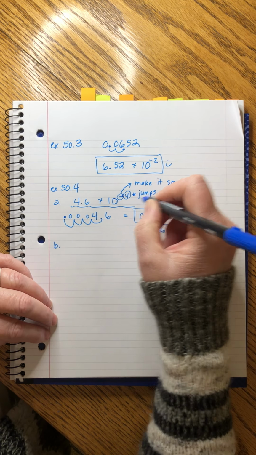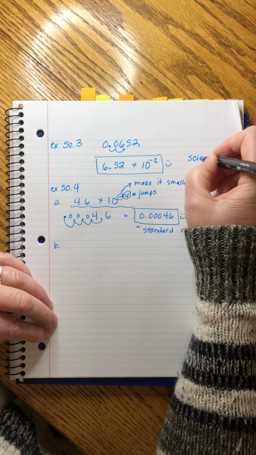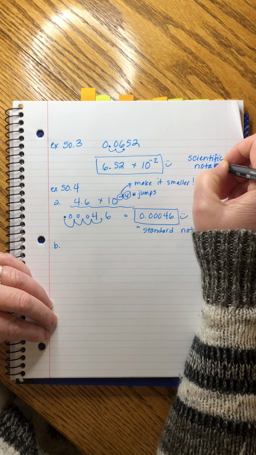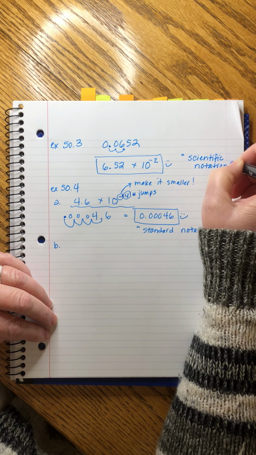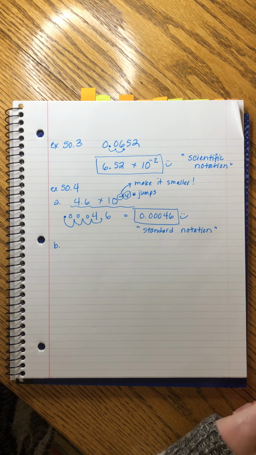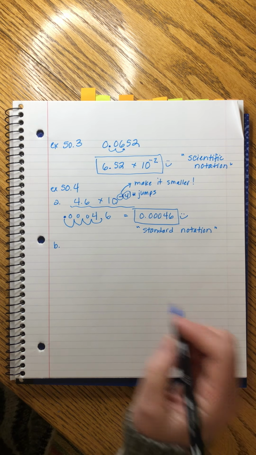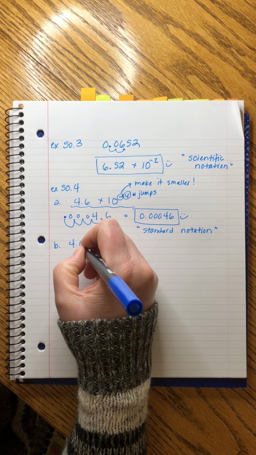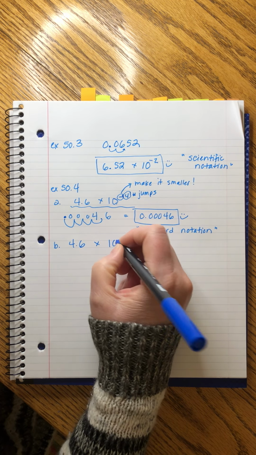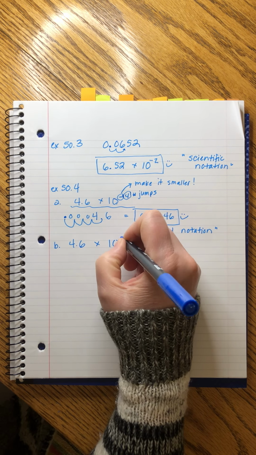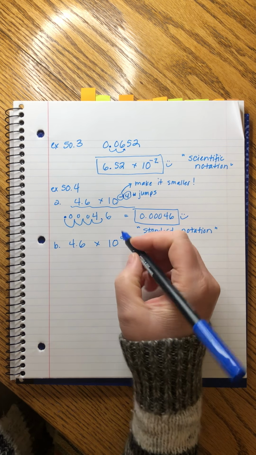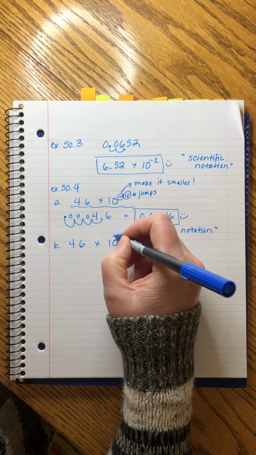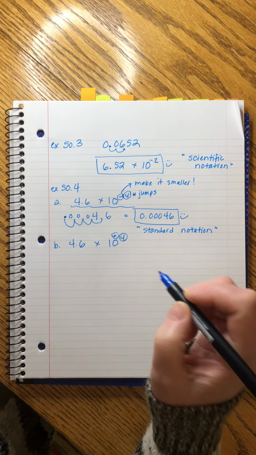Okay, and we call this scientific notation. Okay, so that will help you remember what John is asking you to do. And then the last problem for this lesson is the part B. He wants us to write this number in standard notation too. 4.6 times 10 to the 4th. Okay, so this tells us that we're going to jump the decimal place 4 times. There's an invisible plus sign there, so that means make it bigger.